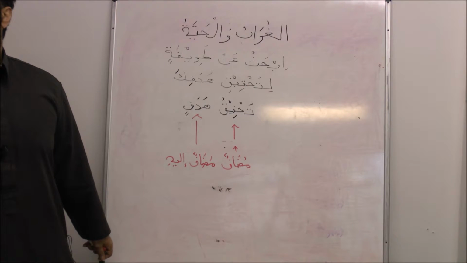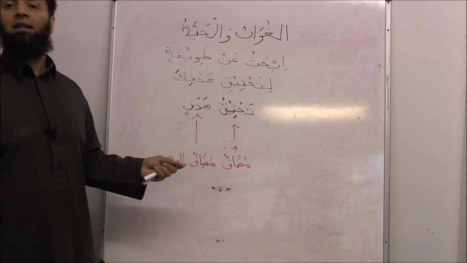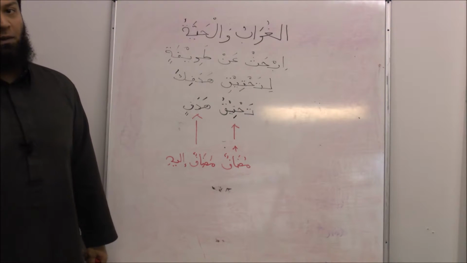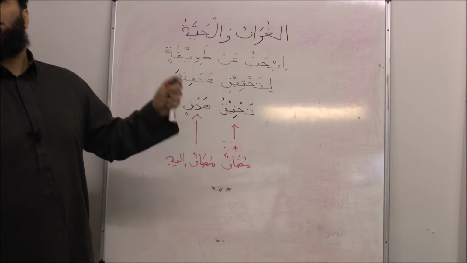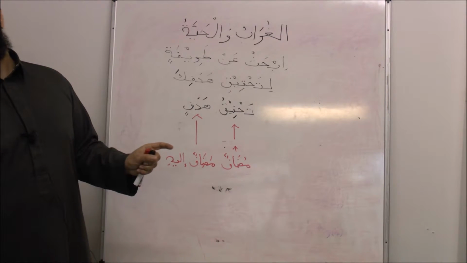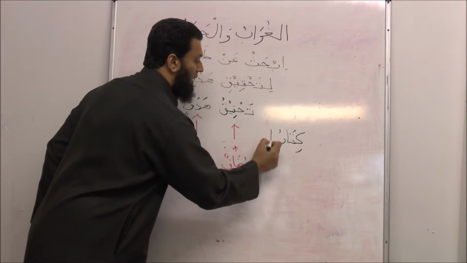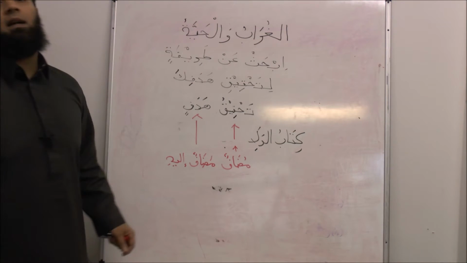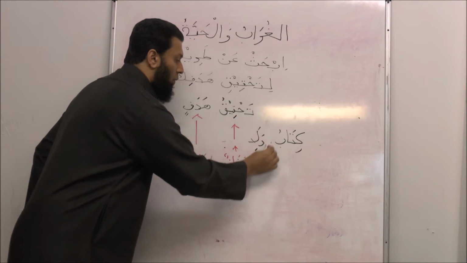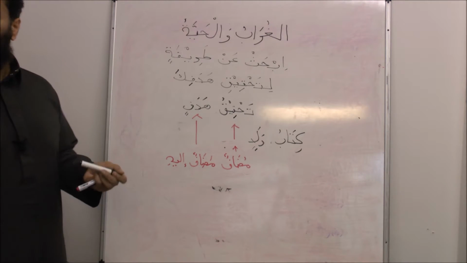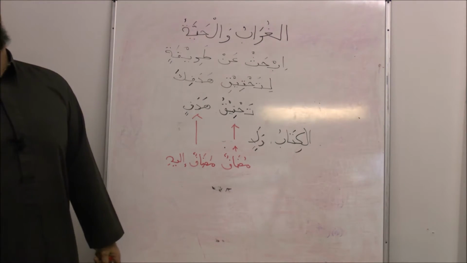So what's the second rule regarding the mudafun ilayhi? It's to do with the al, isn't it? Can you put al on the mudafun? No. The al goes on the mudafun ilayhi. That's how you convey the meaning of, for example, the boy's book. Kitabul waladi. The boy's book, as opposed to kitabu waladin. Four rules. Two for the mudafun ilayhi. You can't add the al to the first one.